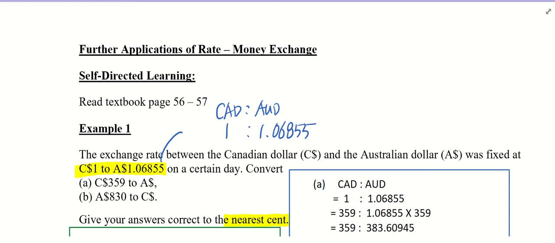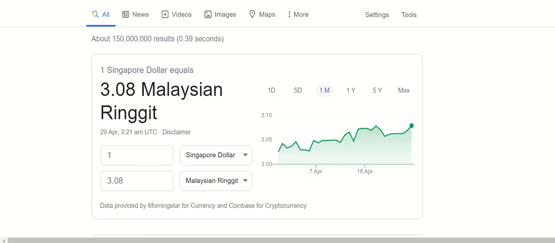So how is exchange rate usually expressed? Let's take a quick look at Google. If I Google the exchange rate for Singapore dollars to Malaysia ringgit, we will see that Google returns us 1 Singapore dollar equals 3.08 Malaysia ringgit. So how do we express this? By the way, this means that if I go to the money exchanger and give them 1 Singapore dollar, I should get back somewhere around 3 ringgit. So how do we express this as a ratio?